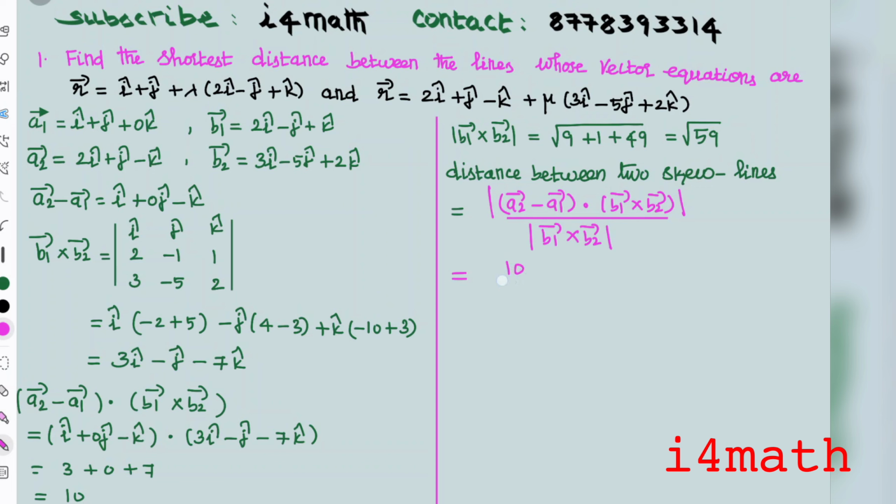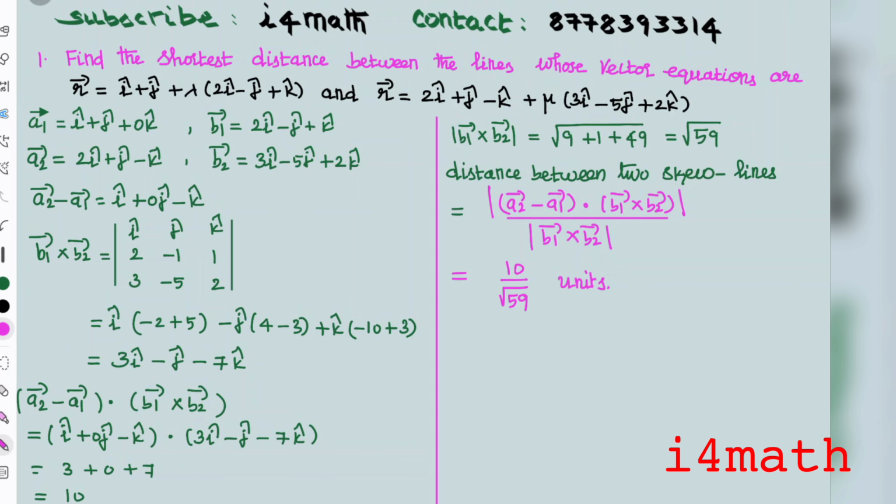Next, we already calculated the numerator value as 10, so we are substituting the numerator by 10, and the denominator value we already calculated as square root of 59. So 10 divided by square root of 59 is the distance between the given two skew lines, and the unit is simply units only.